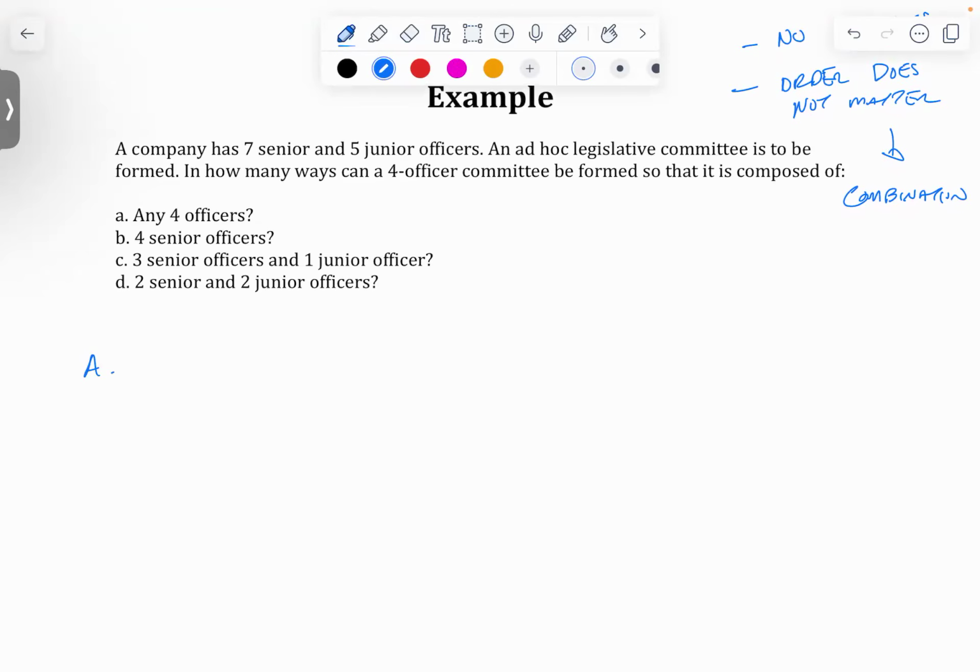So any 4 officers, well, that means we have 12 people. 12 nCr 4. All right, 4 people from the 12 officers. Doesn't matter which officers. If I want 4 senior officers, well, I only have 7 senior officers, and I want 4 of those senior officers. That means 7 nCr 4. There's only 35 ways to do that.